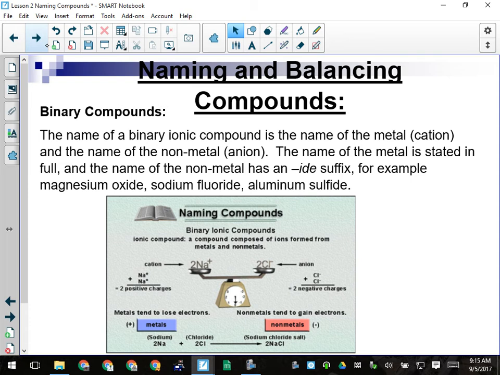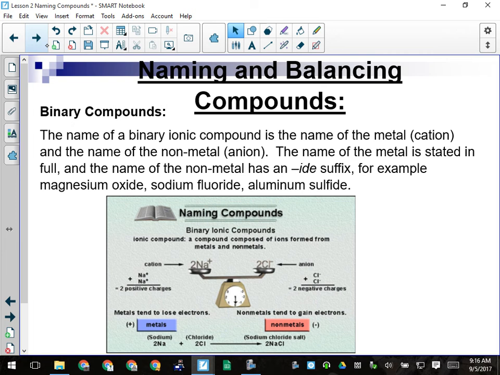Okay, so for naming these binary ionic compounds, we name the metal first and then the non-metal. The only thing that we do that's kind of strange is we take the name of the metal, state it in full, and then we take the non-metal and change its ending to "ide." So instead of saying sodium chlorine, it's sodium chloride. It indicates that these two things are bonded together.